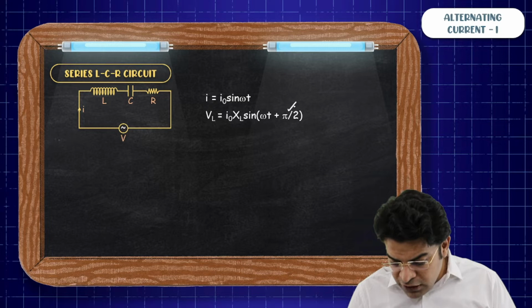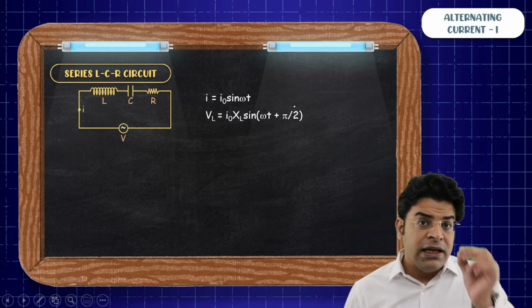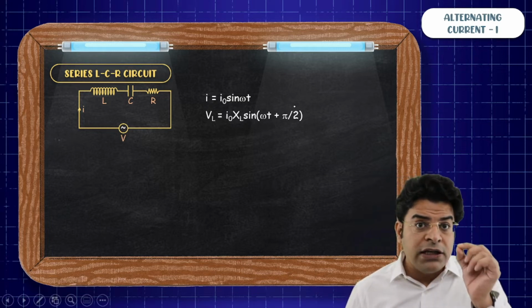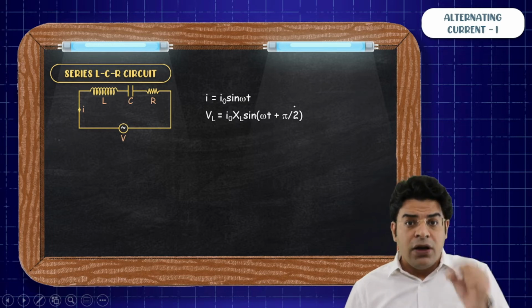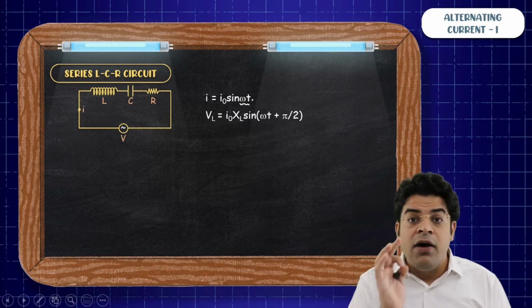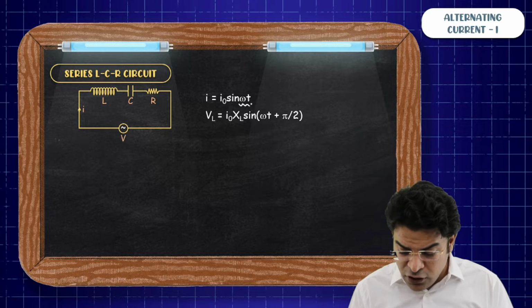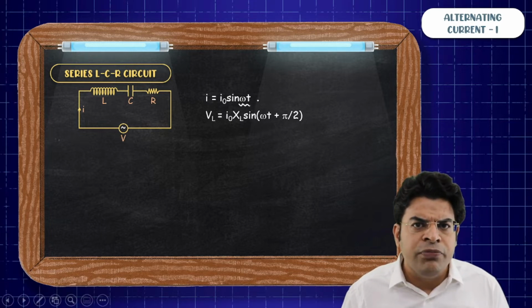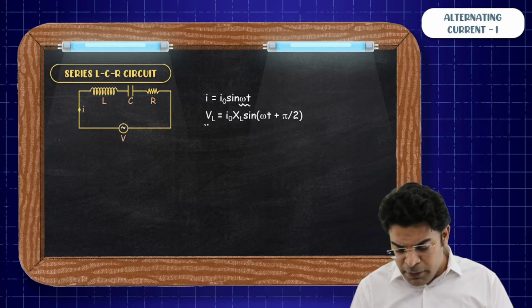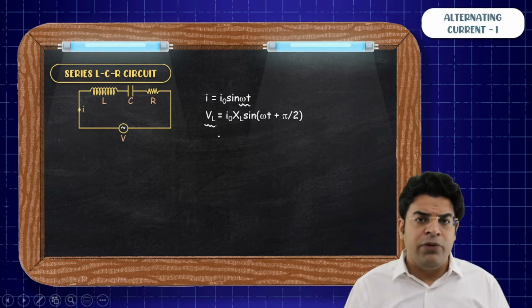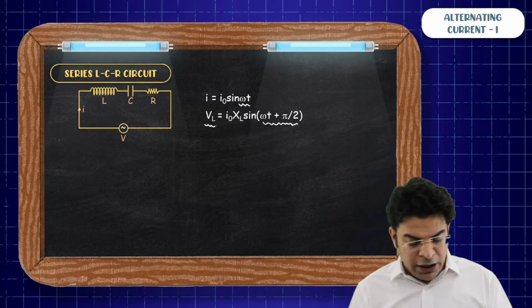Sir, why did you write pi by 2 here? Because, beta, in case of inductor, the phase of potential is ahead of the phase of current by a phase of pi by 2. So if the phase of current at any time t is omega t, then the phase of potential drop across the inductor at any time t has to be omega t plus pi by 2.